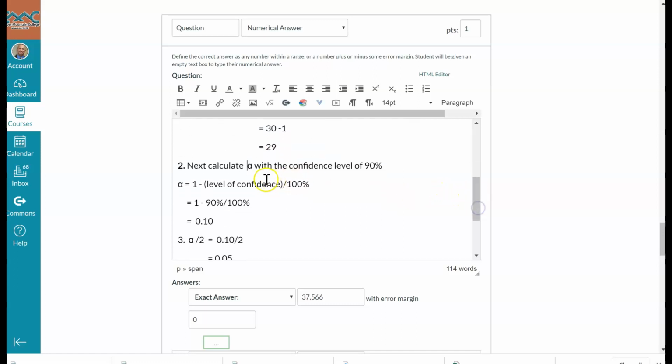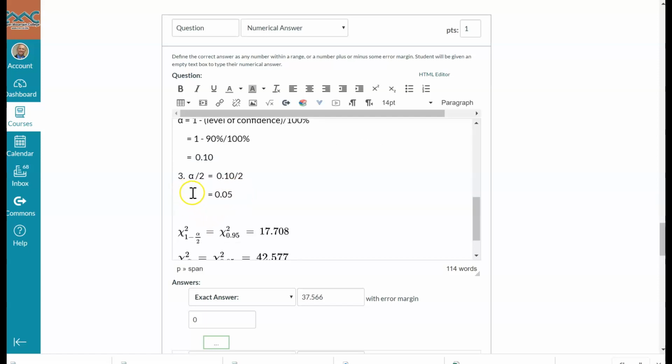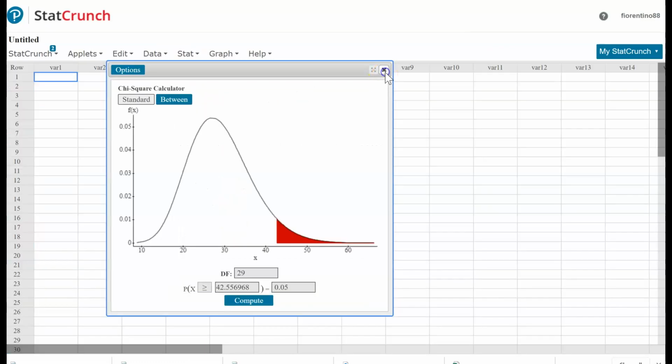And then we're going to calculate alpha with the confidence level of 90%. So alpha is equal to 1 minus the level of confidence divided by 100%. 1 minus 90% divided by 100% gives us 0.10. And then step 3, we're going to take alpha divided by 2, so 0.10 divided by 2 gives us 0.05. So now we're going to go ahead and access StatCrunch.